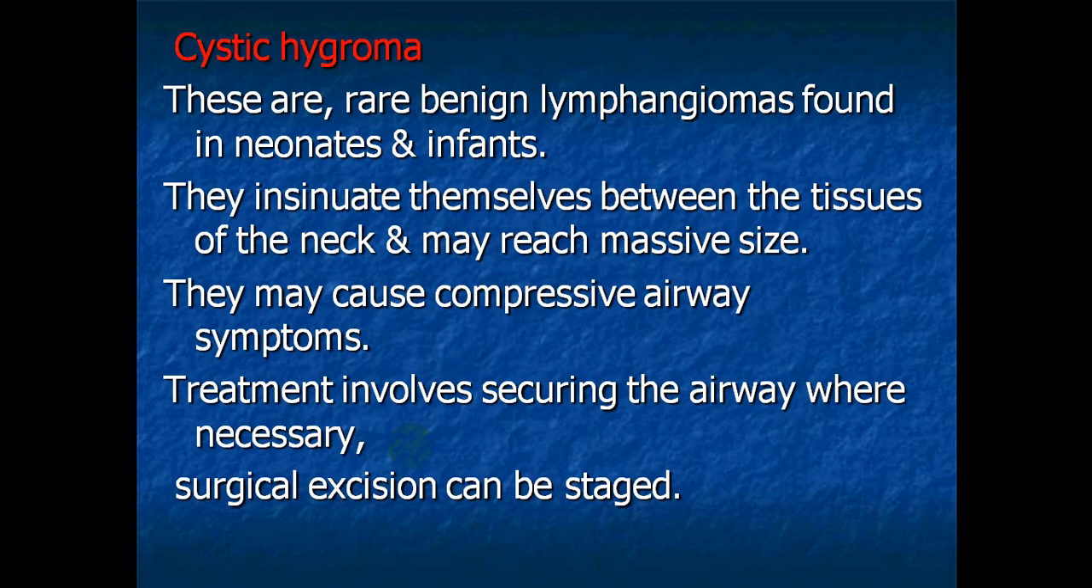Cystic hygroma. These are rare benign lymphangiomas found in neonates and infants. They insinuate and penetrate between the tissue of the neck and may reach massive size. They may cause compromised airway symptoms. Treatment involves securing the airway where necessary, and surgical excision can be staged. Avoid using a sclerosing agent.